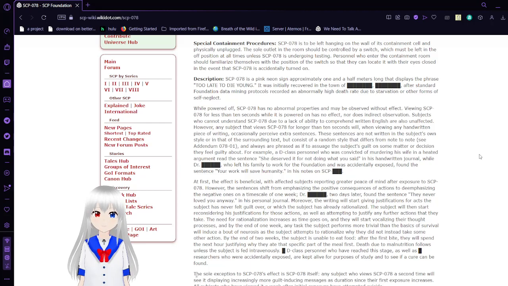Description: SCP-78 is a pink neon sign approximately 1.5 meters long that displays the phrase, "Too late to die young." It was initially recovered in the town of [redacted] after Foundation data mining protocols recorded an abnormally high death rate due to starvation or other forms of self-neglect.